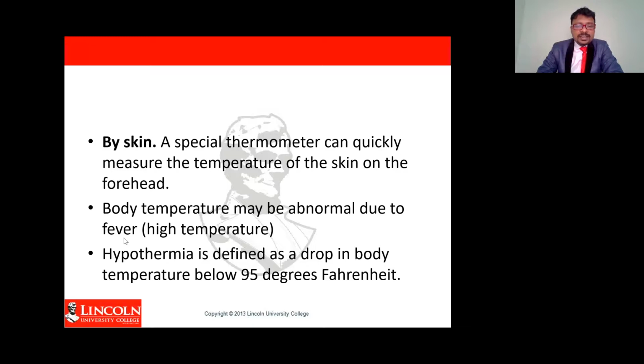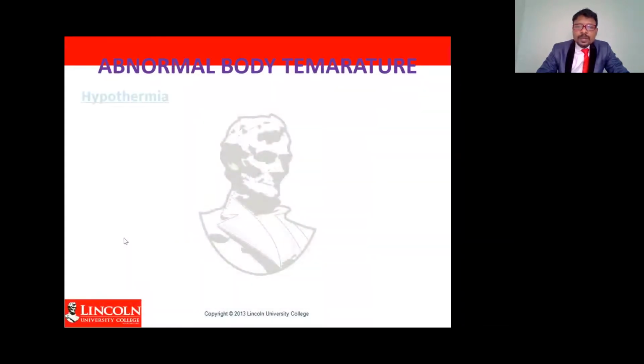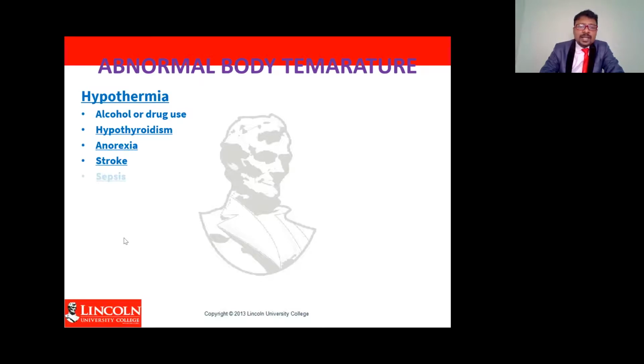So hypothermia is defined as a drop in body temperature below 95 degrees Fahrenheit. That means if the body temperature is less than 36 degrees centigrade, we call it hypothermia. So these are some methods of how to measure the body temperature in kids as well as in adults.